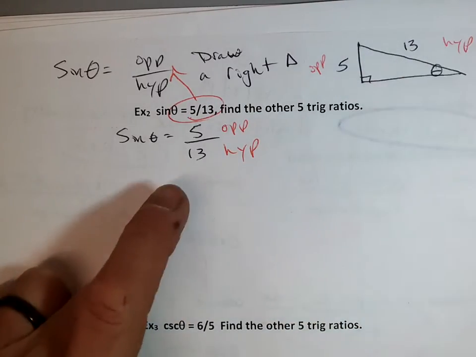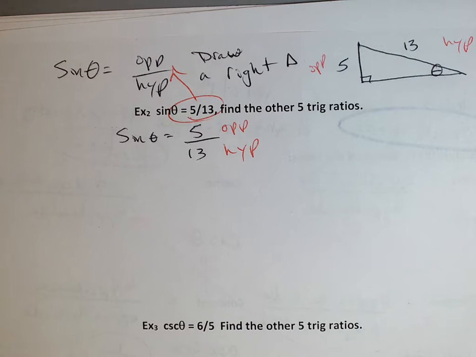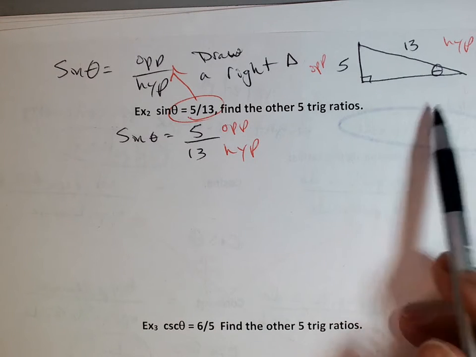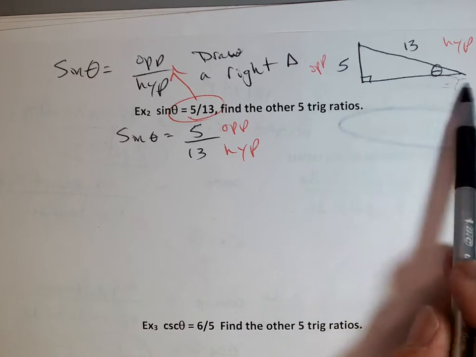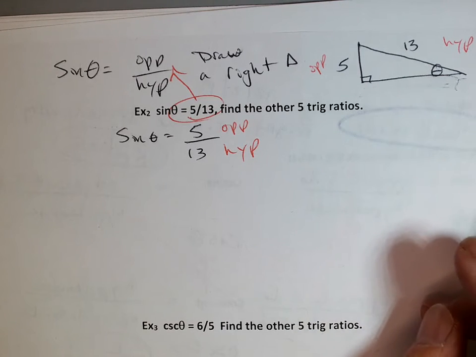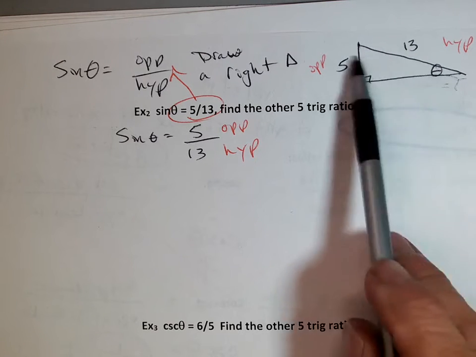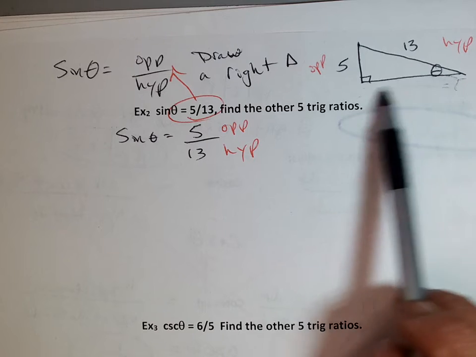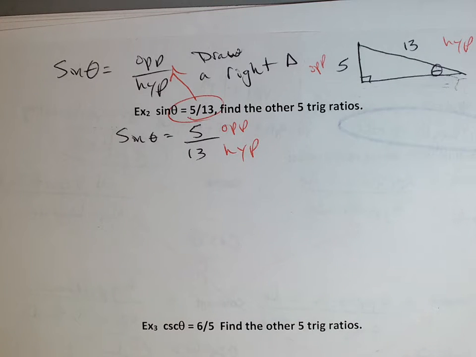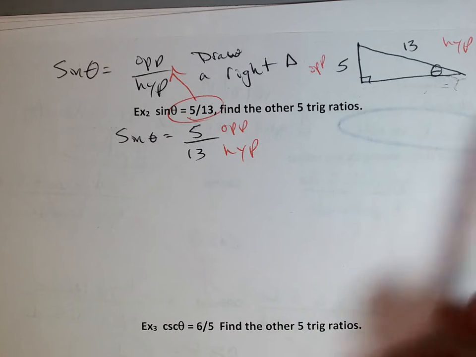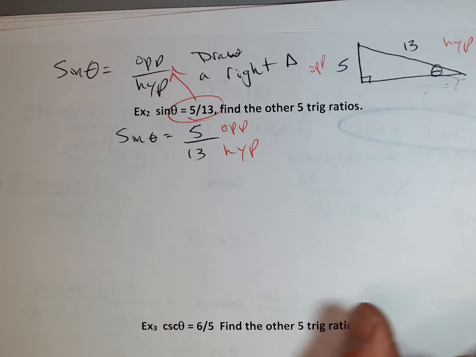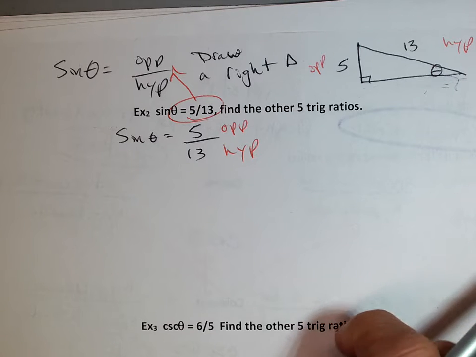Now what I don't know is my adjacent side. I don't know what this side is, right? How would I find this side? Would you switch sine and then figure out the angle from there? I could, but I still need a number here. How do you find this side? The dude's name starts with a P. Who said that?